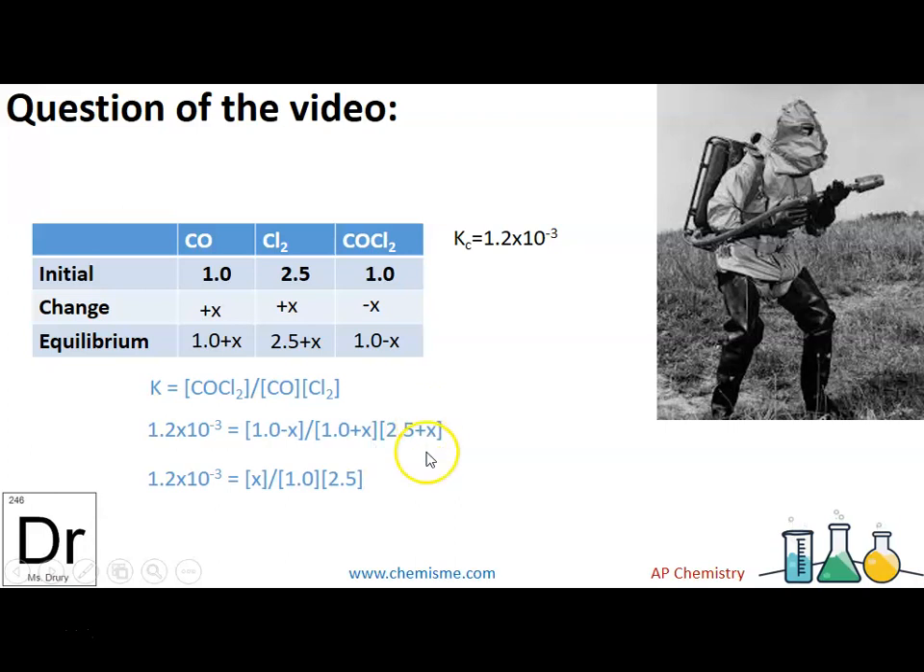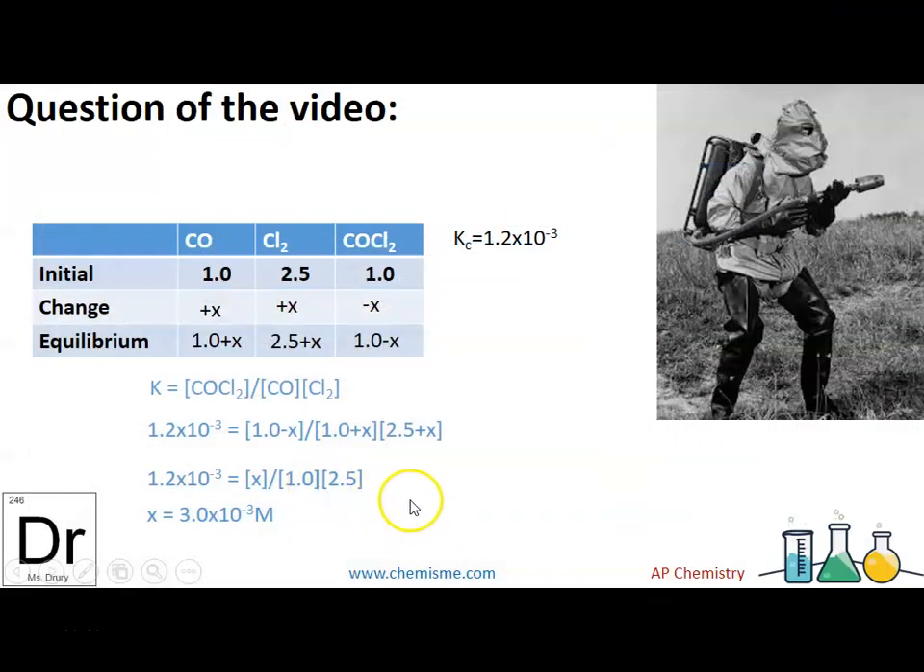So in this case, I would still do the plus x approximation rule probably, since x is going to be small since the K is very small. And then I'll resolve for the x that was in the initial part. And when I do that, I get an x value of 3 times 10 to the minus 3.